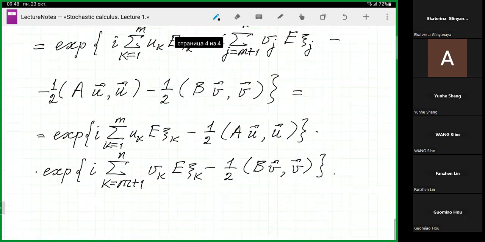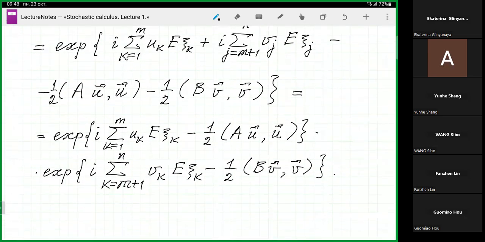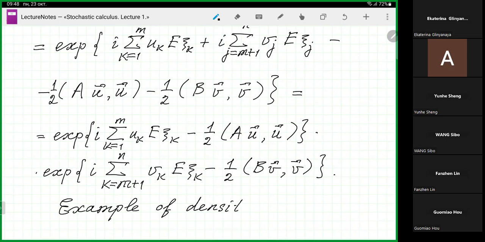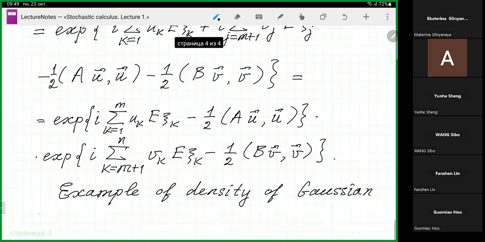Now we are ready to write the density of a Gaussian random vector, at least in some special case. Example of density of a Gaussian random vector.